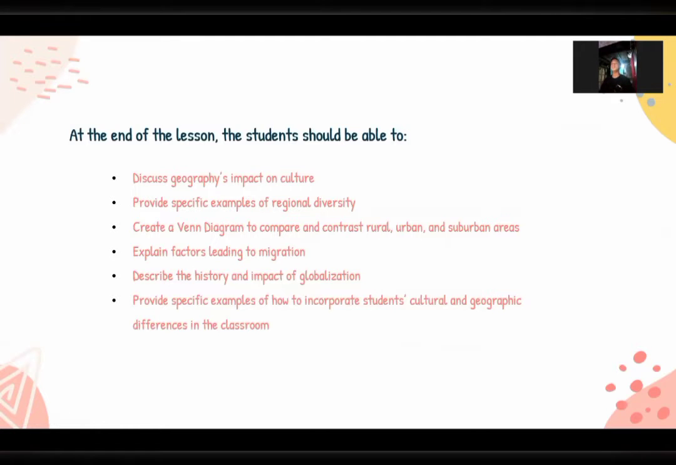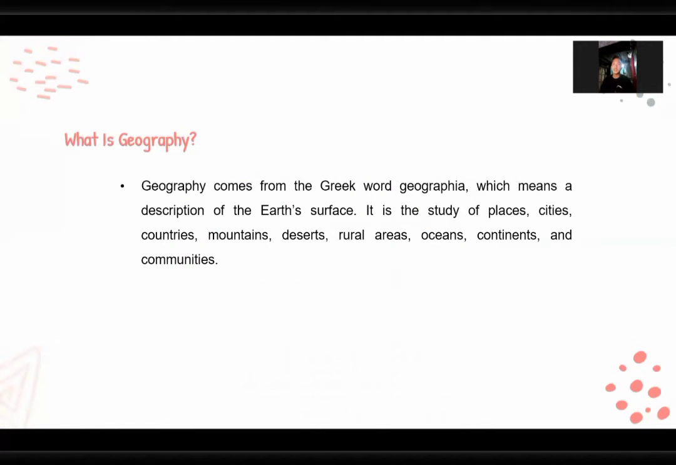At the end of the lesson, the student should be able to first, discuss geography's impact on culture; second, provide specific examples of regional diversity; third, create a Venn diagram to compare and contrast rural, urban, and suburban areas; and fourth, explain the factors leading to migration, describe the history and impact of globalization, and lastly, provide specific examples of how to incorporate students' cultural and geographic differences in the classroom.